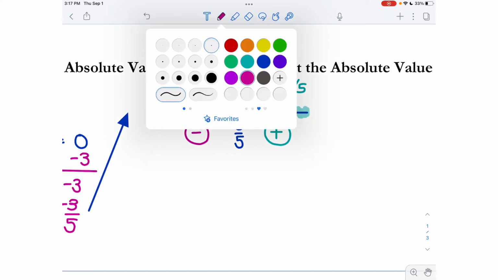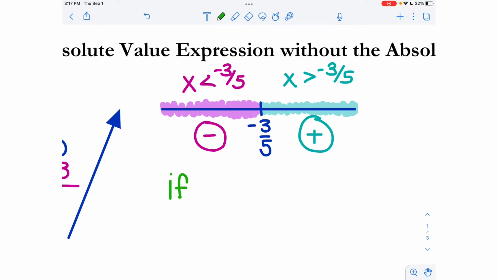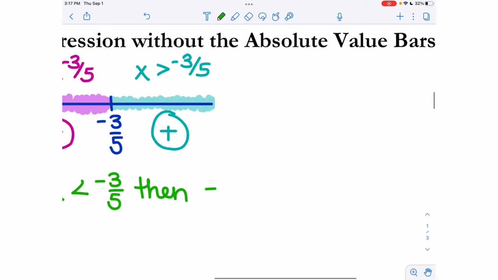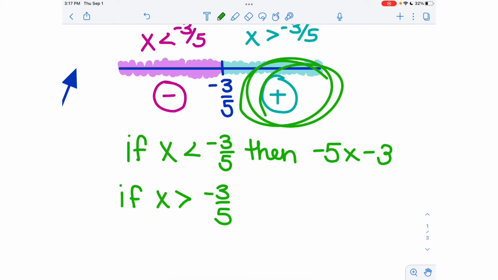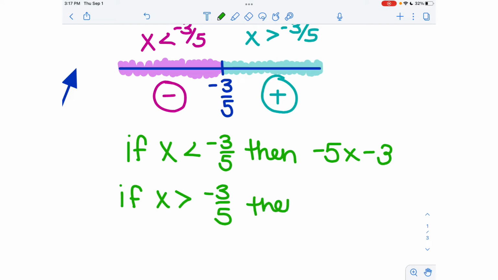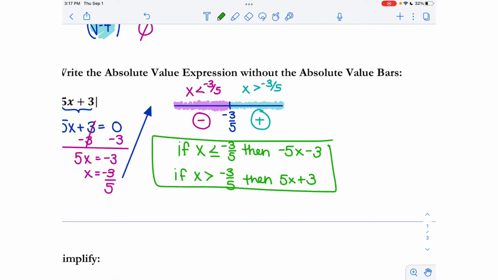All right, to actually write out the answer, this is what I'm looking for. If x is less than -3/5, then we have negative, so we change both signs: -5x minus 3. If x is greater than -3/5, we have positives, so it stays the same. And underline one of those inequalities. I always try to do the top one. That's it.